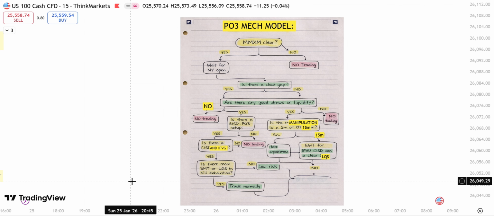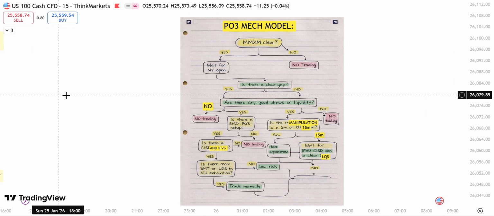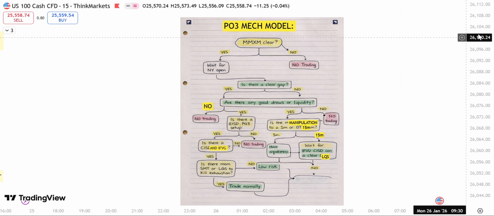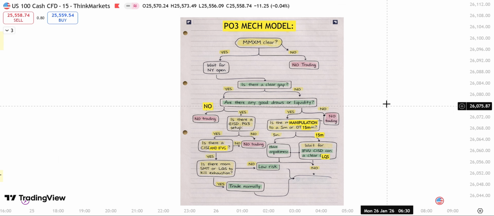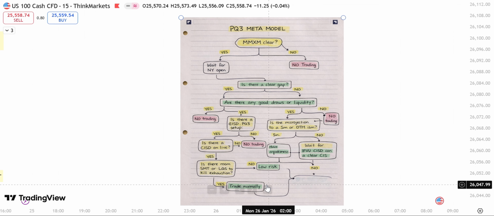This is, I believe, what I showed from my PO3 back test. I'll put it right here for you guys to see. And if yes, trade normally. If no, low risk or even no trade because I hate exhaustion. Now let's move on to this side.